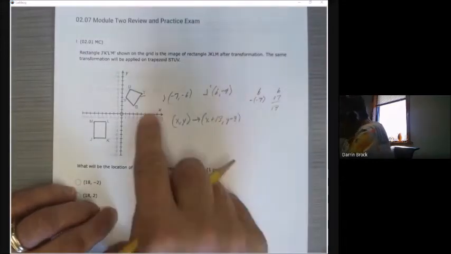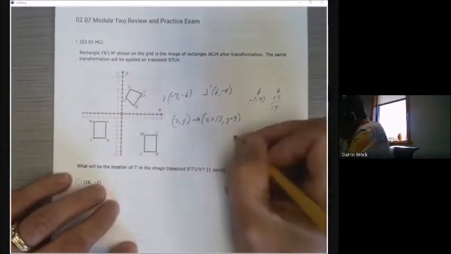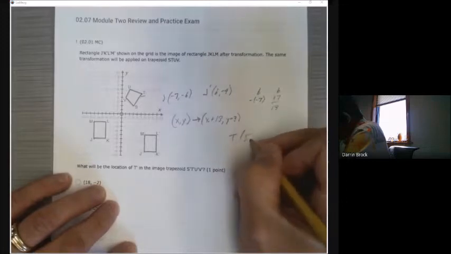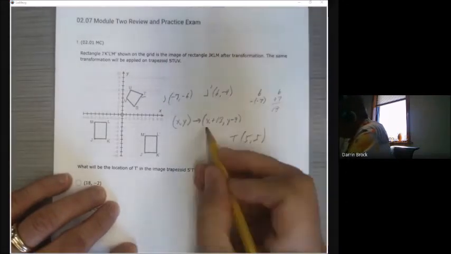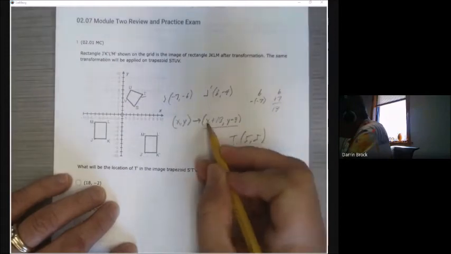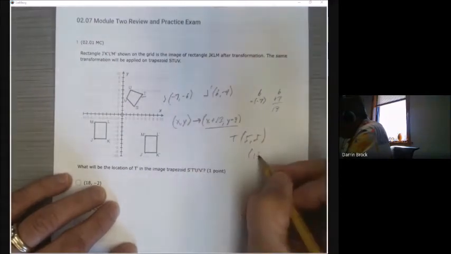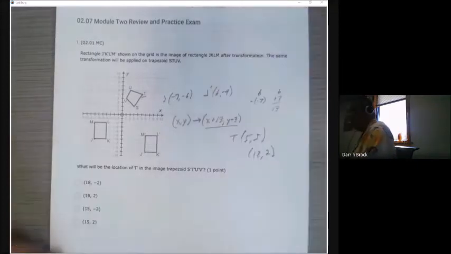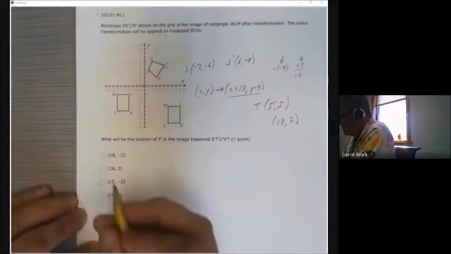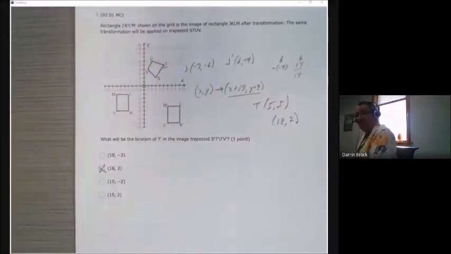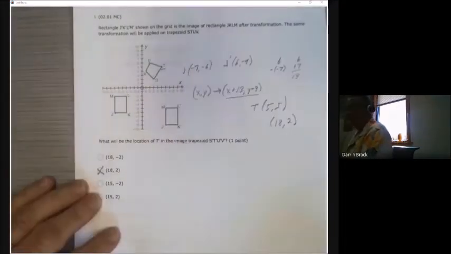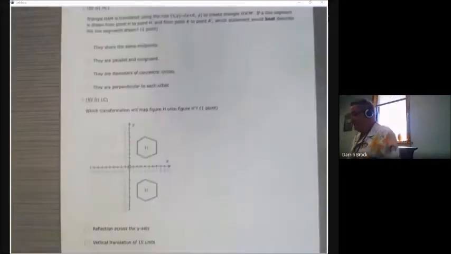So what is the location of T? T is at 1, 2, 3, 4, 5, 1, 2, 3, 4, 5. It's at 5, 5. Applying this transformation to 5, 5: 5 plus 13 should put us at 18, and 5 minus 3 should put us at 2. Let's see if that's one of our choices. Hey there, 18, 2. So that should be the location of T prime after the same translation was done on the rectangle.